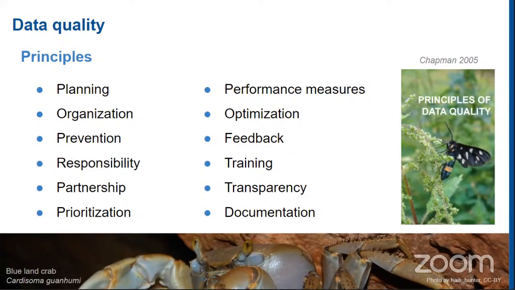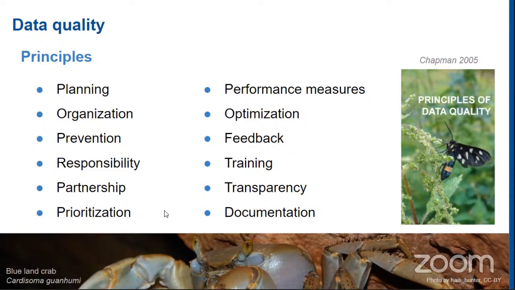So as we move on the data workflow, it becomes more difficult and more expensive as well to clean data. So prevention of errors as soon as we can in the collection process is the best that we can do. There are also principles about responsibility. People have to take responsibility at the different stages, from the collectors, the curators, the publishers, the users. It's also important to establish partnerships.